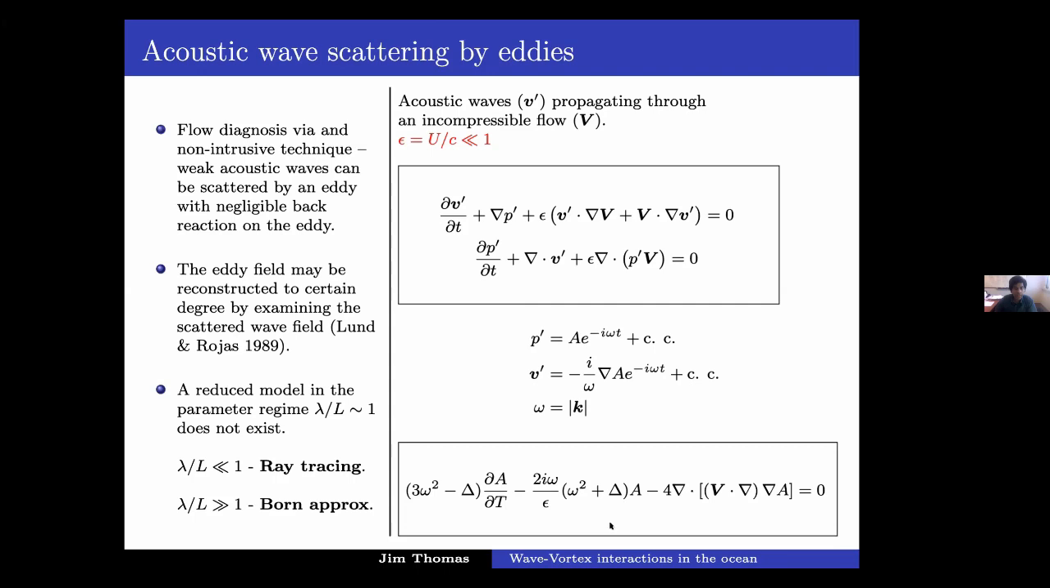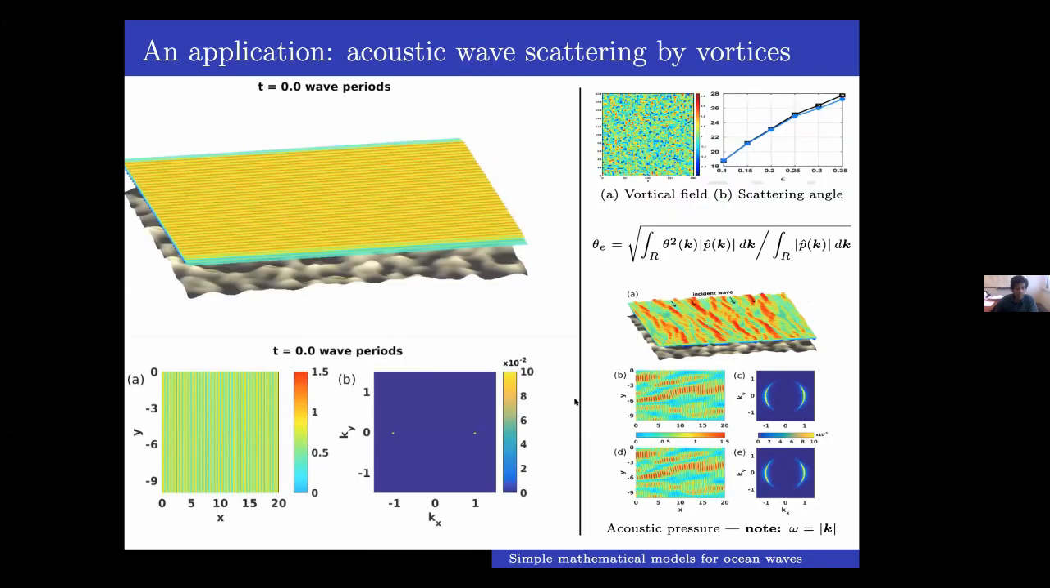So here's an illustration of this scattering of acoustic waves by the vortex field. This figure shows the vortex field. It's a turbulent flow. Here is the vortex field laid out. This is showing us the top view, and this is the spectrum.